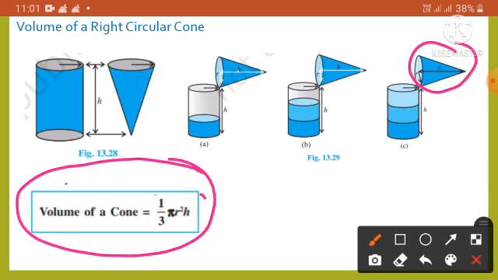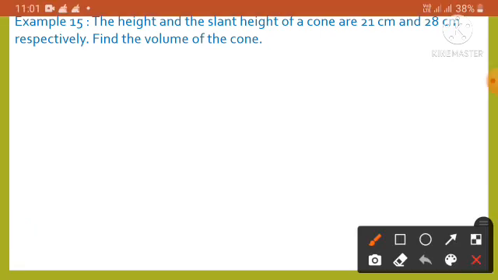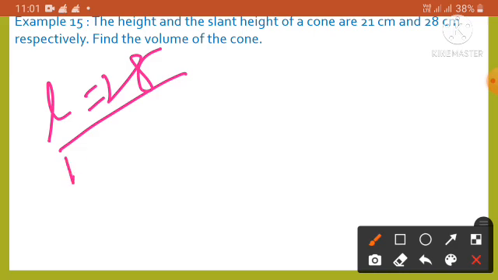So easily you can say that the volume of a cone is 1/3 pi r square h, where r is the base radius and h is the height of the cone. Now take the example. The height and slant height of a cone are 21 cm and 28 cm respectively. Find the volume of the cone. Here it is given that height h equals 21 cm and slant height l equals 28 cm.